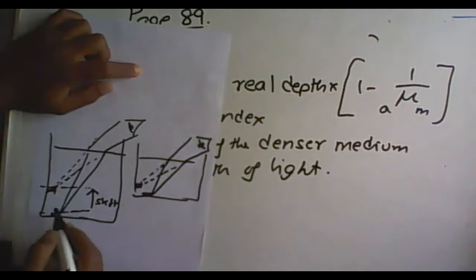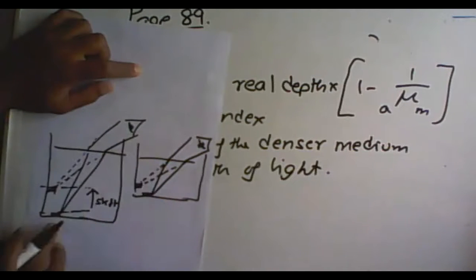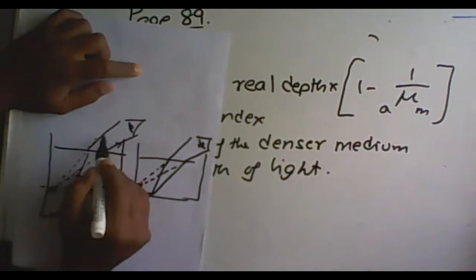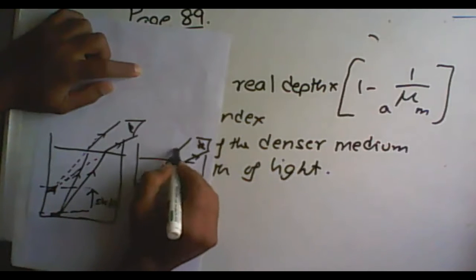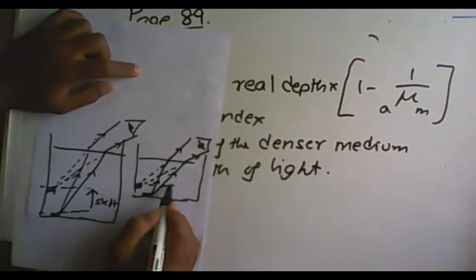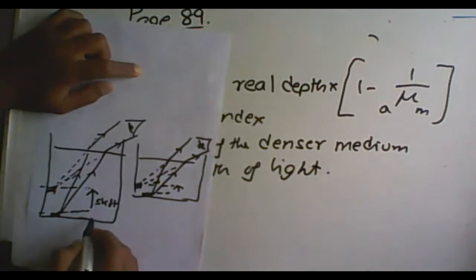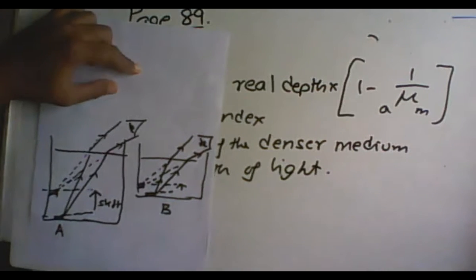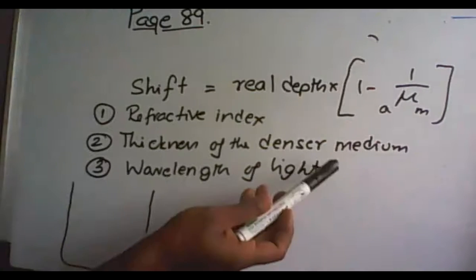Now with a greater depth, because the light has to travel for a longer distance before it emerges, the divergence of these two rays is going to be greater, right? So it's coming like this. Whereas over here, since it has to travel a shorter distance, the divergence being lesser causes a lesser amount of shift. So the shift in this case is lesser. Do you get this? Case A and case B. All right, so that is why the second point is relevant, that is the thickness of the denser medium.